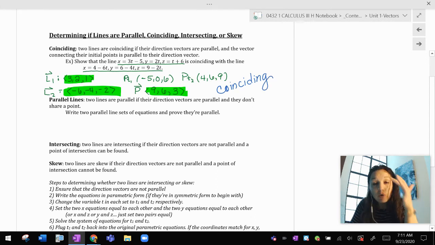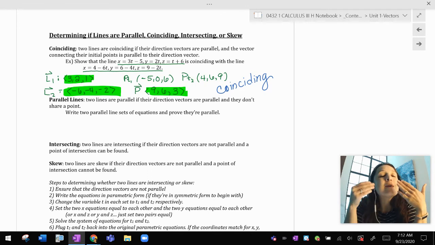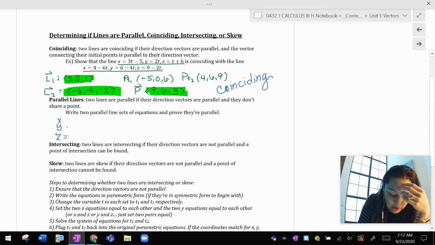Two lines are parallel if that last vector I created isn't parallel to the other two. I said write two parallel line sets of equations and prove that they're parallel. So if you want to create parallel lines that do not coincide, you just want to use the same direction vector. There we go. Use the same direction vector.